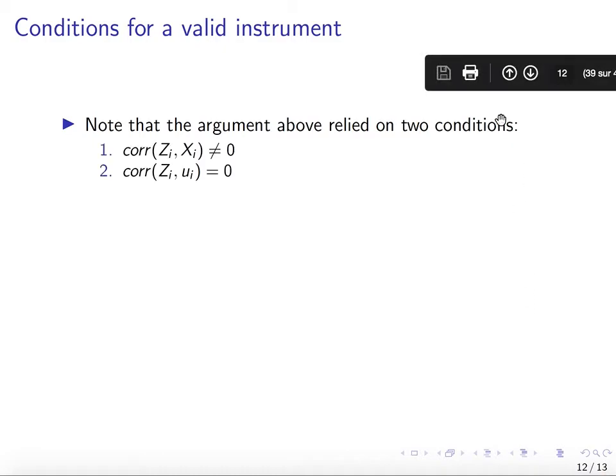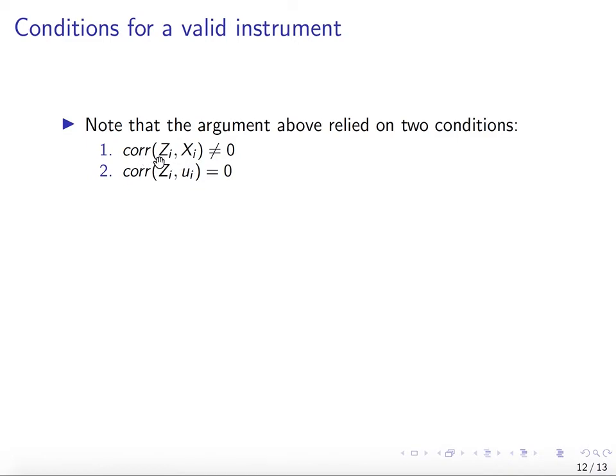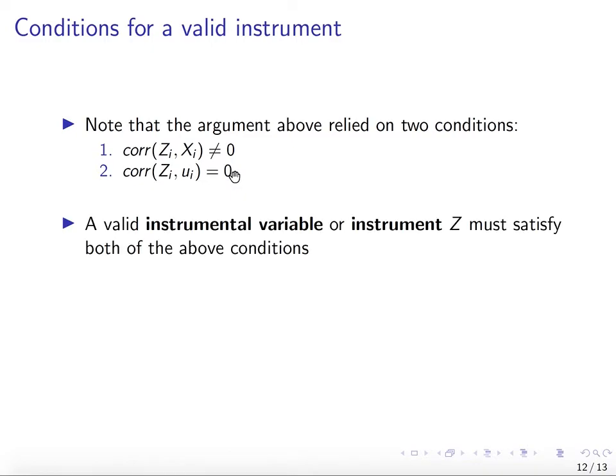So, as I said before, we want two things. We want the correlation between Zi and Xi to be different from 0, and we want the correlation between Zi and Ui to actually be 0. A valid instrument variable or instrument Z must satisfy both of these conditions. So again, you're going to say you have a valid instrument if both those conditions are satisfied.